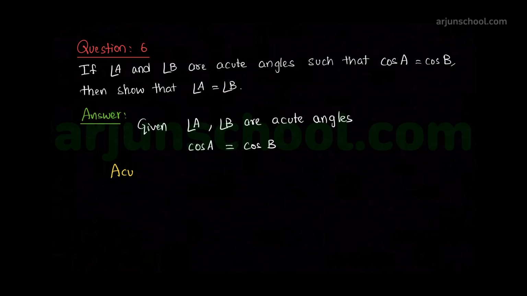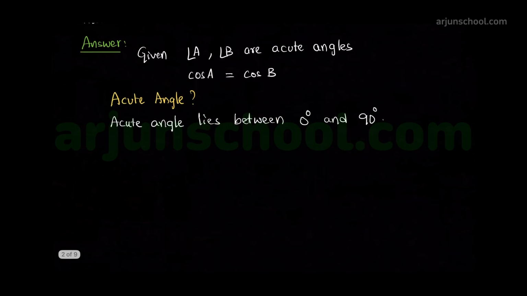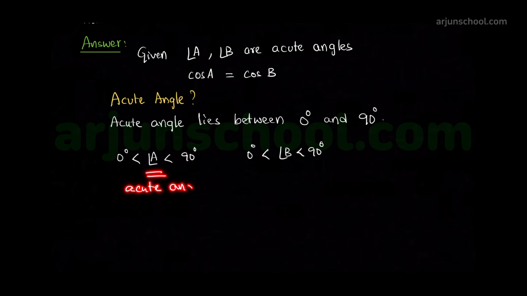Now let us recall the definition of acute angle. An acute angle lies between 0 degrees and 90 degrees. So 0 degrees is less than A is less than 90 degrees, and 0 degrees is less than B is less than 90 degrees. A is an acute angle and B is an acute angle.